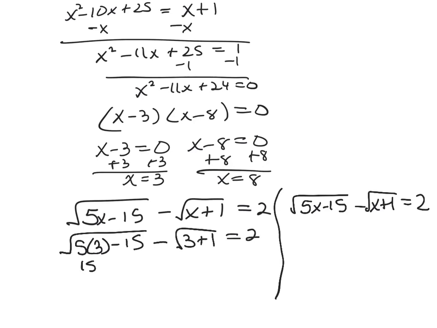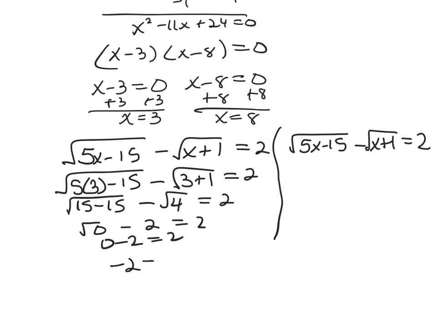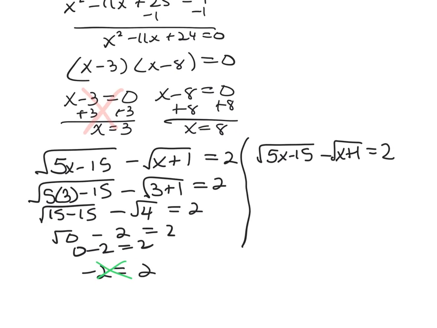I get the square root of 15 minus 15. I get the square root is 0. Square root of 4 is 2. 0 minus 2 does not give me positive 2. It gives me negative 2. So x equals 3 is not a good solution. It would not give me a good answer.